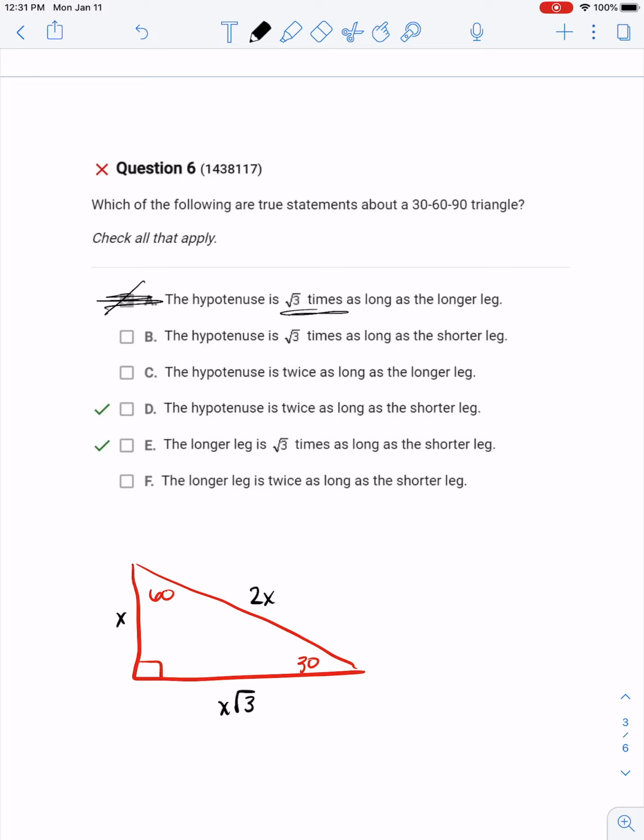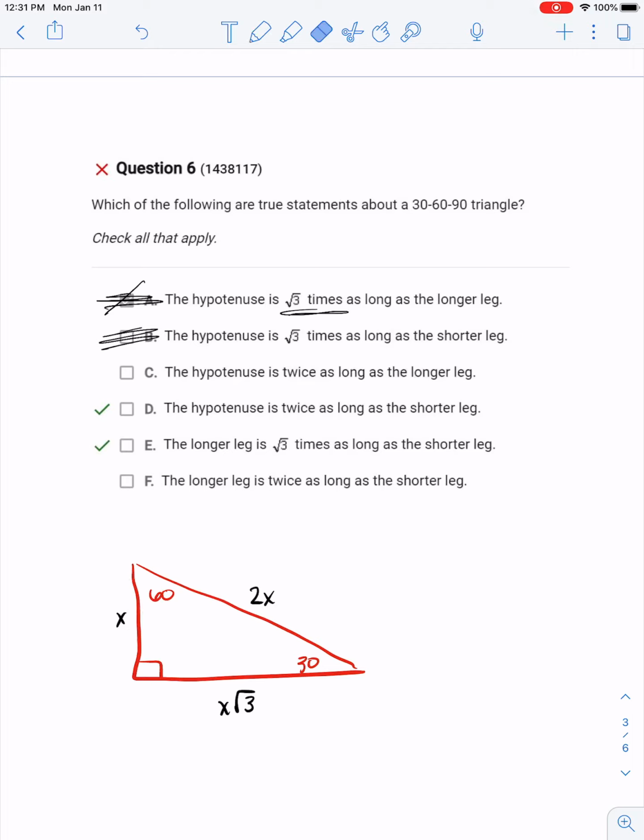The next one, the hypotenuse is square root of 3 times as long as the shorter leg. Here's the shorter leg. In order to get the hypotenuse, we would just multiply by 2. So again, that one's not correct.